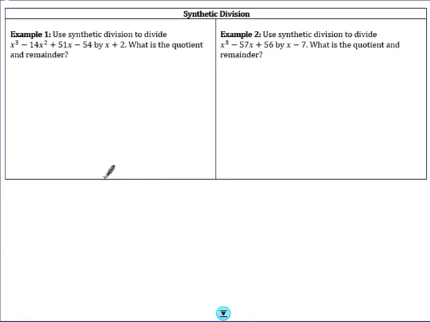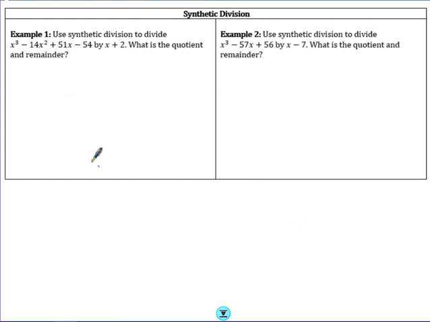Okay, now there is a second way to do division. It's called synthetic division. Alright, but the trick with synthetic division is you can only use it if the degree of what you're dividing by is 1. So you can only use it if this is just x. If you have x squared or x cubed or anything like that, you can't use it.